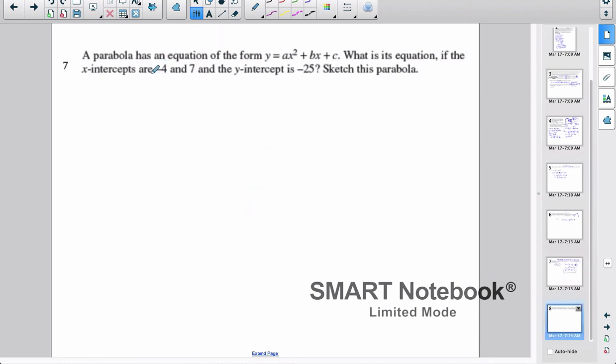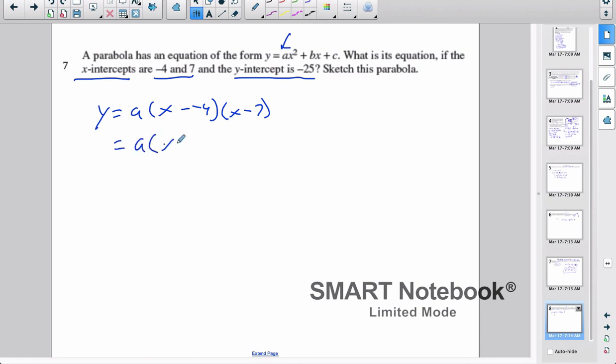Okay, lastly, a parabola has the equation of this form. What is the equation if the x-intercepts are negative 4 and 7 and the y-intercept is negative 25? So in this case, we don't know the a value. When we look at the x-intercepts in factored form, we have a times (x minus negative 4) times (x minus 7). So that's going to be a times (x plus 4)(x minus 7). We'll have to expand it. Actually, we don't have to expand it if we don't want to yet.